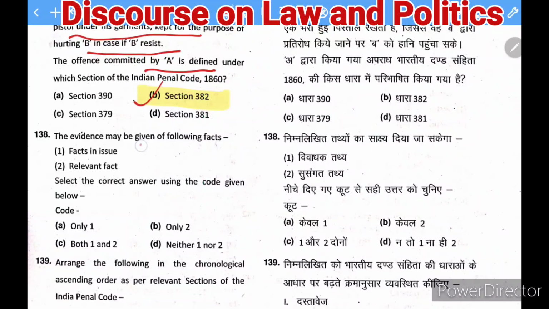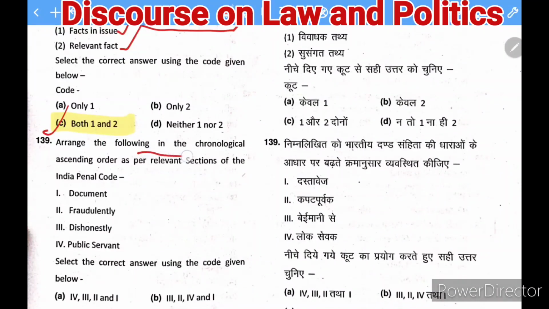The evidence may be given of the following facts: facts in issue and relevant facts. So which is the correct answer here? What you find is that the evidence can be given on both. So that means A and B, 1 and 2. This is the correct answer.